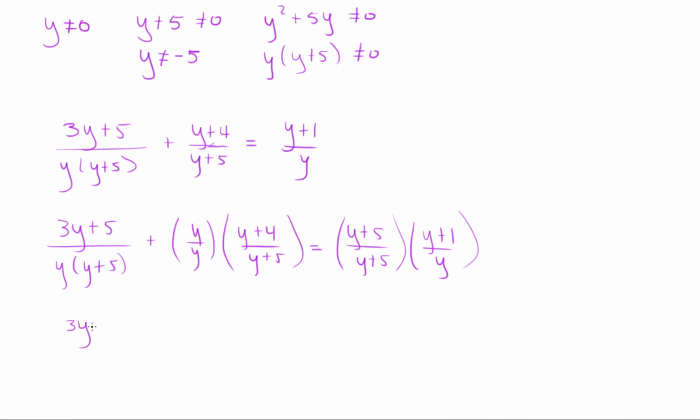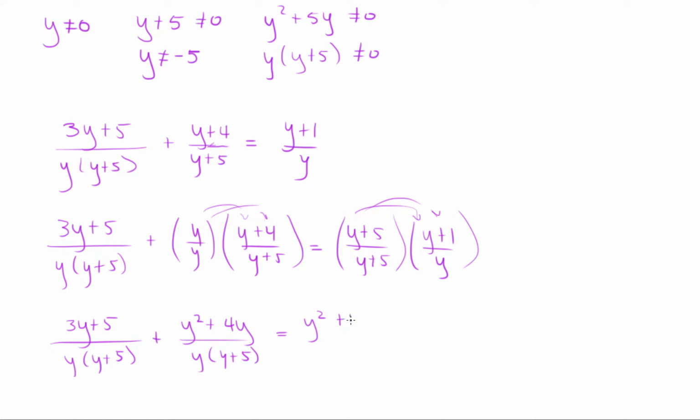So you have 3y plus 5, over y times y plus 5, plus, we distribute the y times y, so y times y, and y times 4. y times y is y squared, y times 4 is 4y, equals, notice that here we have to FOIL, so y times y is y squared, y times 1 is plus y, 5 times y is 5y, and 5 times 1 is 5. And you leave it as y times y plus 5.